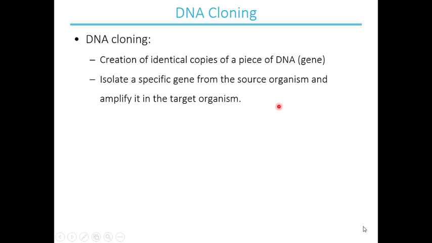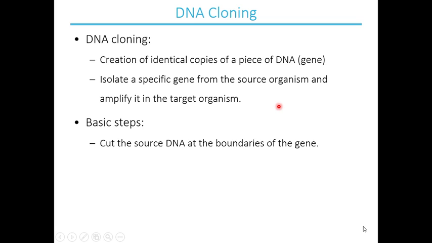What this means is that to make an organism of one's choice, one needs to obtain DNA from a source, and that source can be a different organism. These are some of the basic steps of DNA cloning. Cut the source DNA at the boundaries of the gene. This means that a gene can be a long piece of polynucleotide, and we are only interested in a specific portion of that gene. So you cut at the position where you want to.